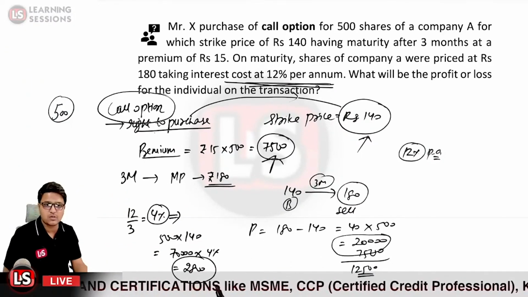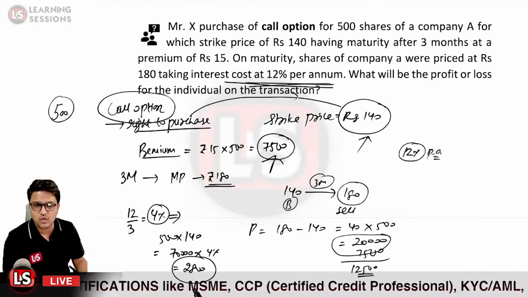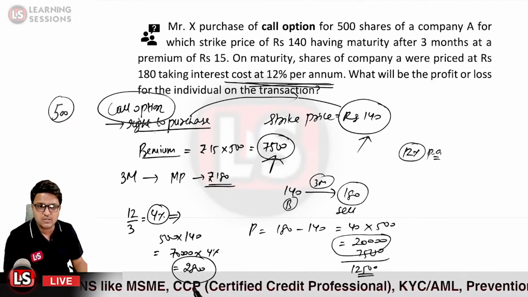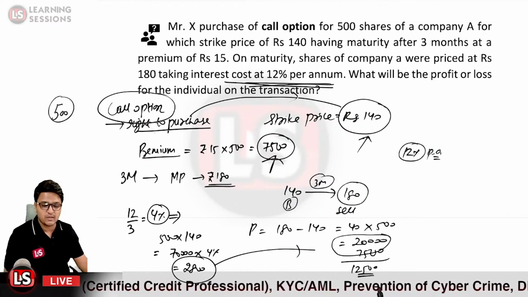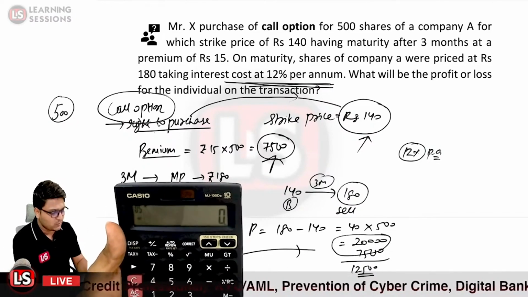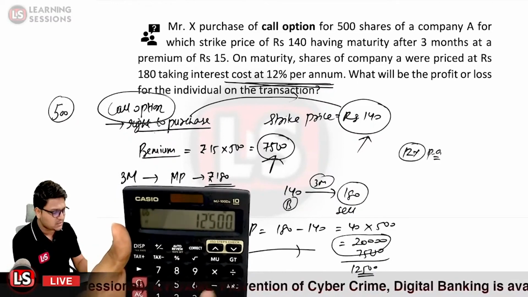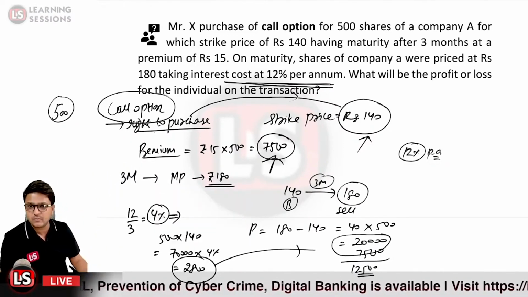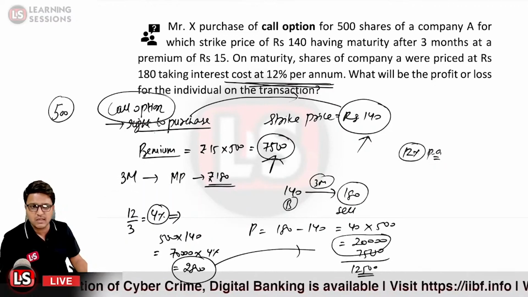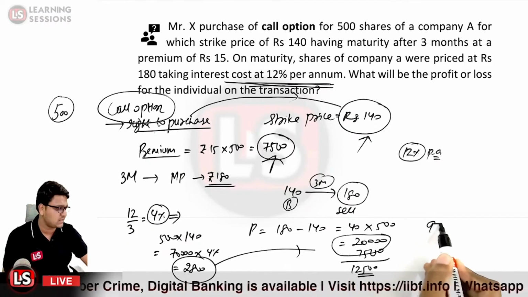So that is the interest cost to me. That is charged to me. So that is also to be subtracted. So the total profit to me would be 12,500 minus 2,800, so that would be basically 9,700. So the profit I'll be earning would be equal to 9,700.